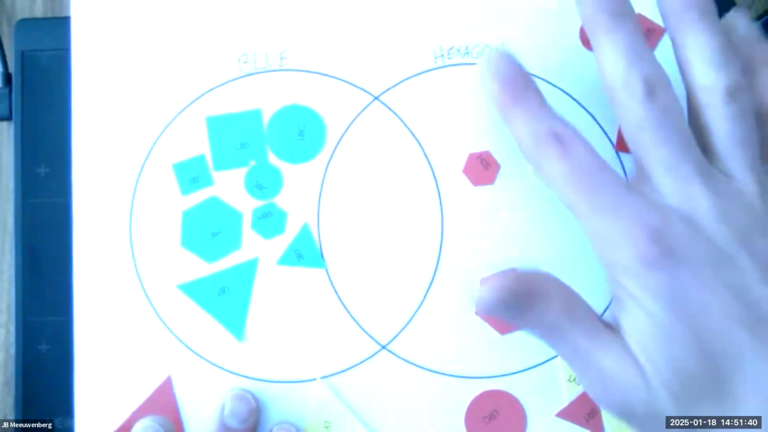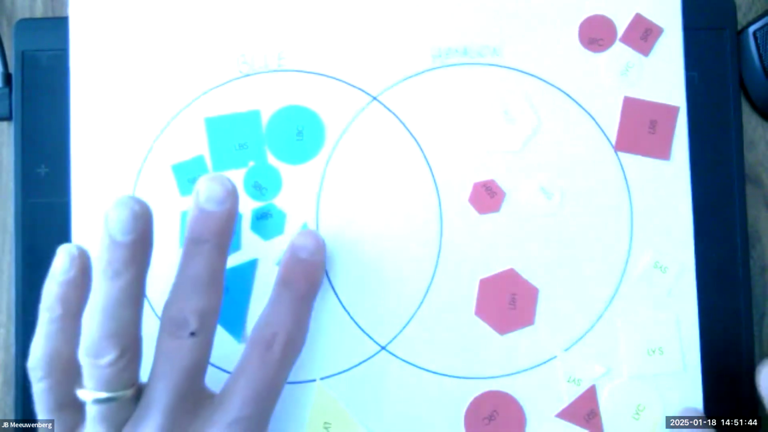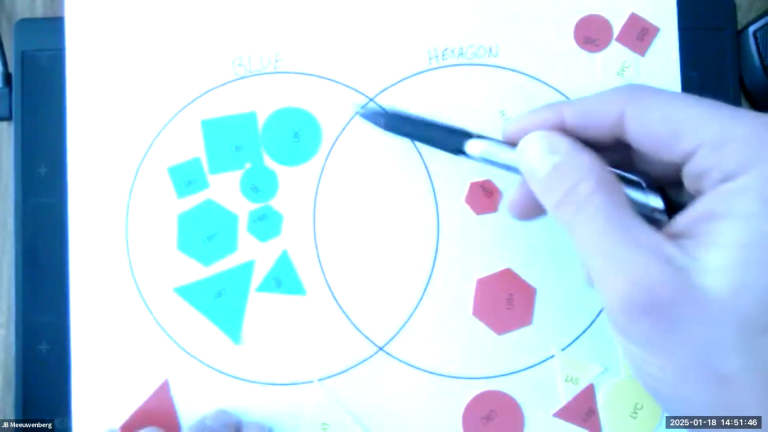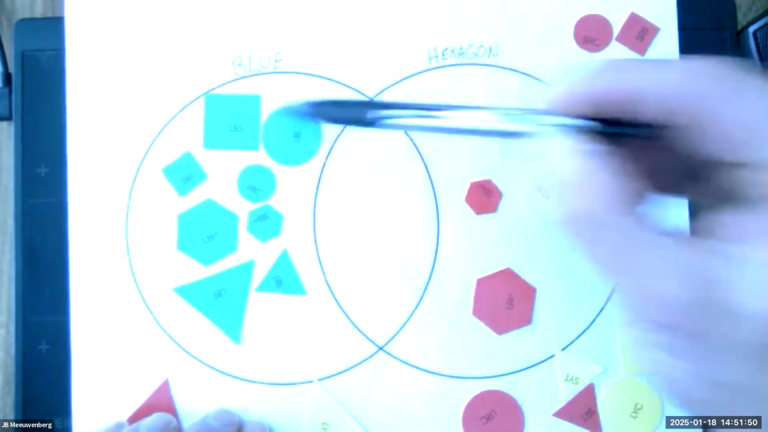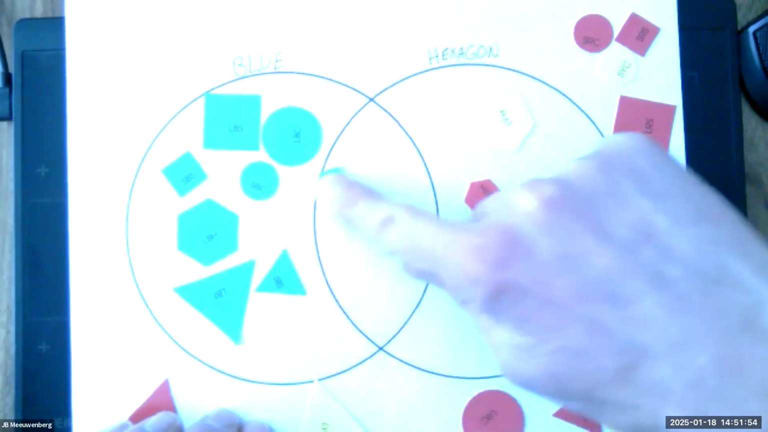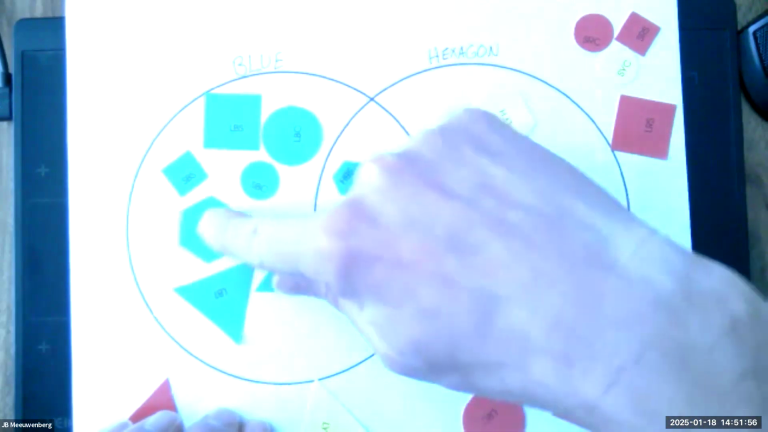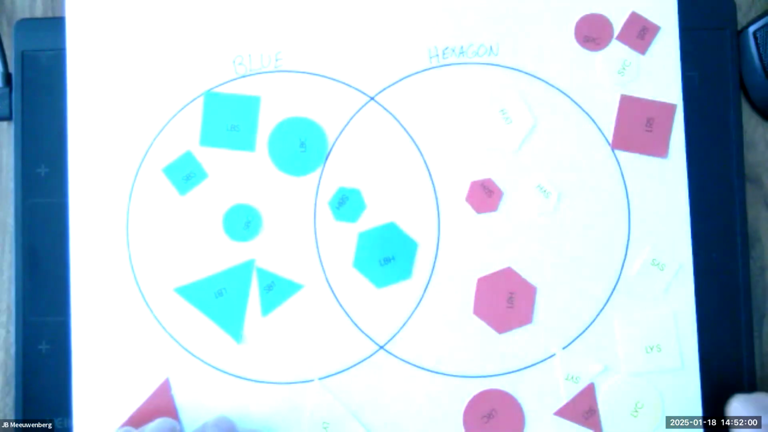Okay, so I've got hexagons on the right. I've got blue on the left. But we also have this overlapping section. Notice that we have hexagons over here in the blue, but they're not also in this section. So we're going to have to move these hexagons there and there into this overlapping section in the middle.